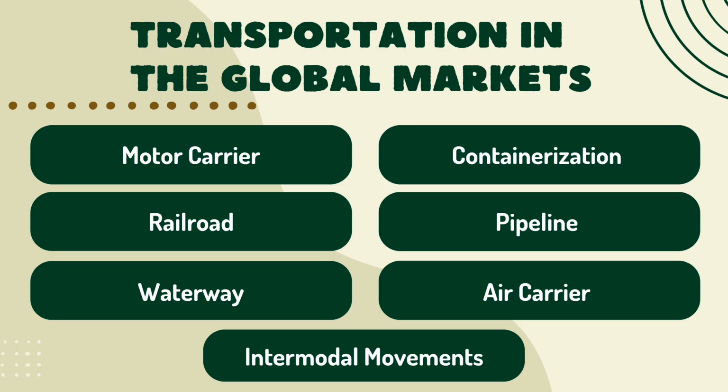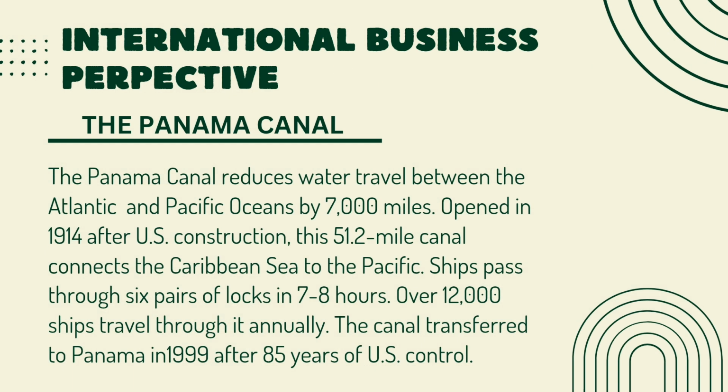And lastly, the intermodal transportation. This is when a shipment uses multiple modes of transport, like ship to truck to plane, to reach its final destination efficiently. Example is imported goods from China arrive by ship in Manila, then are transferred by truck to a warehouse in Bulacan. Or local products from Davao or Cagayan de Oro are trucked to the port, shipped to Cebu, and finally delivered by motorcycle to customers. And those are the 7 transportation modes in the global markets.